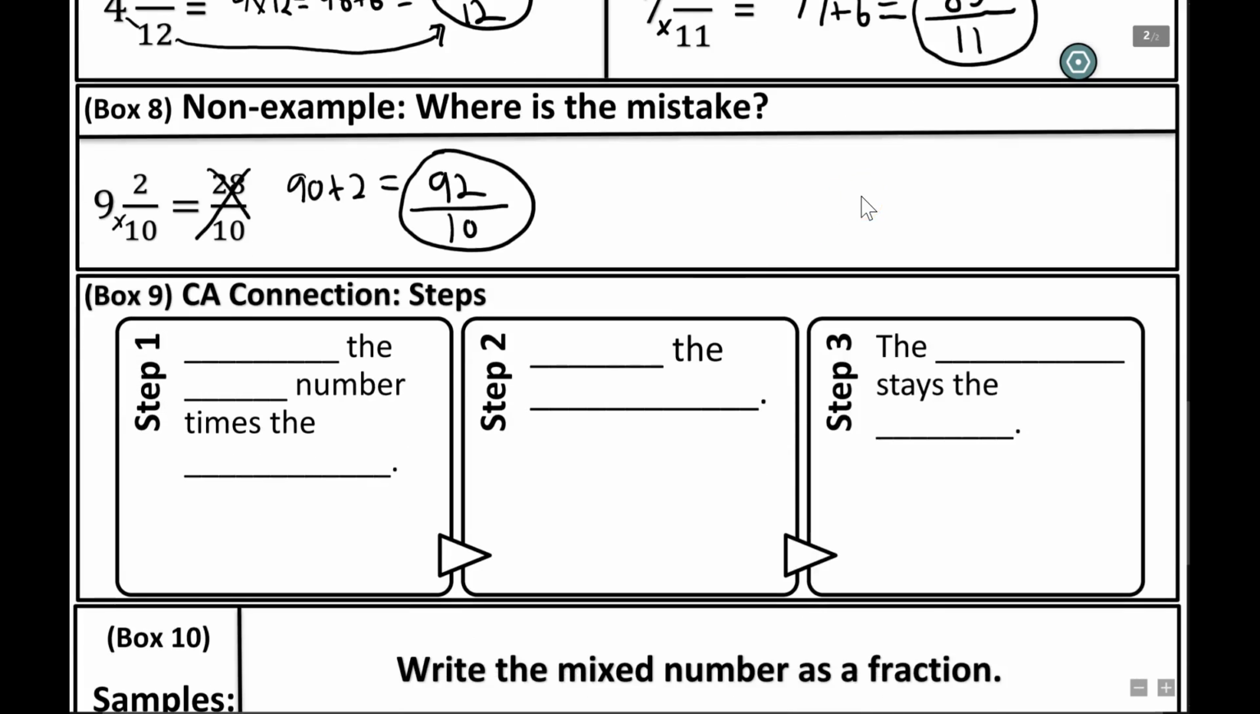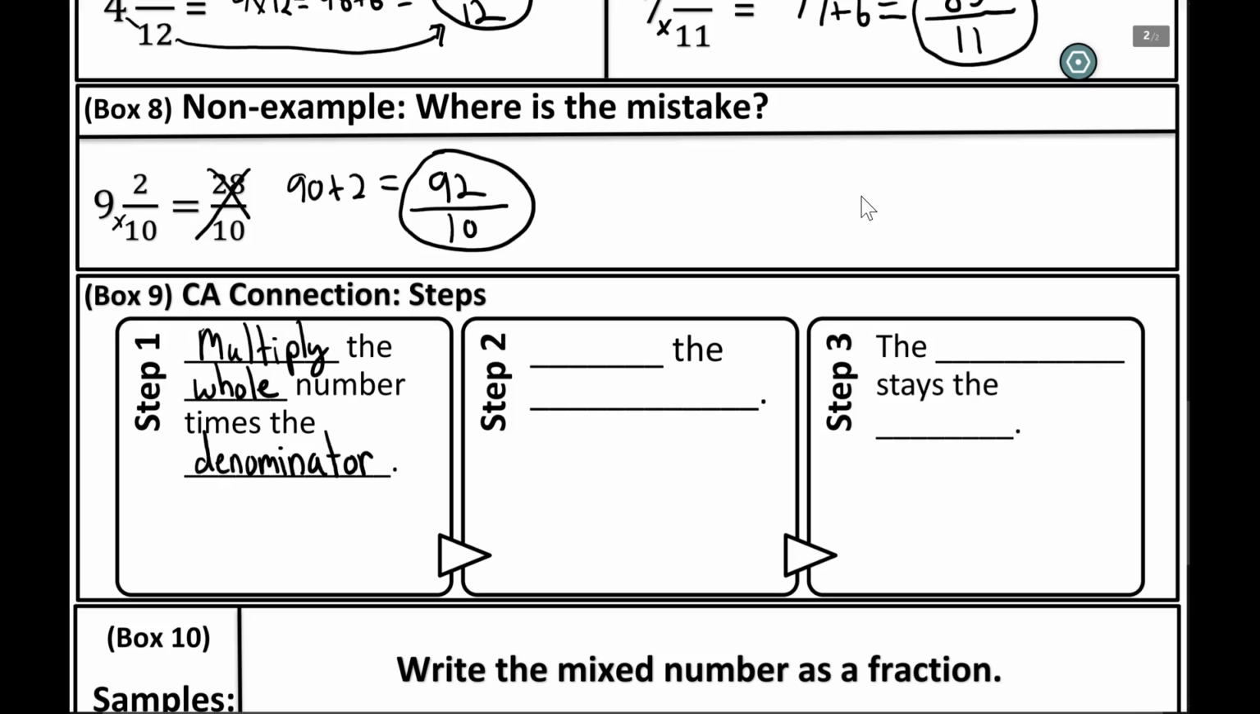Going into box 9, our critical attribute connection steps. Alrighty, step 1, we are going to multiply the whole number times the denominator, okay? Denominator. Okay, and remember, denominator just means the bottom number, okay? The number at the bottom of the fraction.